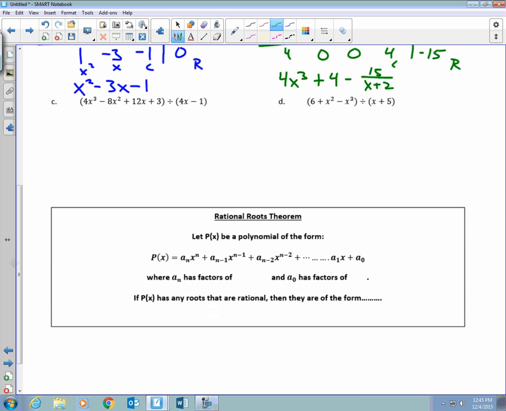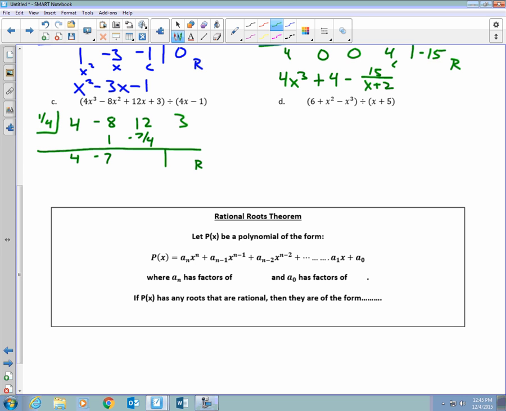Let's try when it involves fractions. What is our solution to 4x minus 1? A fourth. 4, -8, 12, and 3. Drop down the 4. 4 times a fourth. Get -7. -7 over 4.